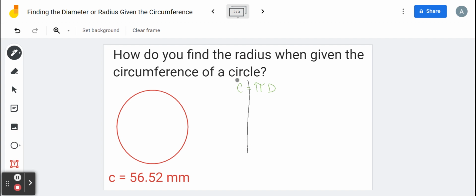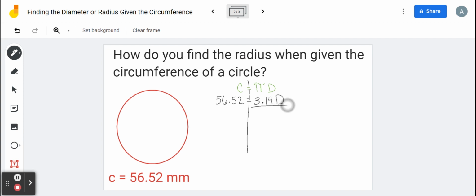So we know that C is 56.52 millimeters. We know that pi is 3.14. And then we're still going to use the diameter. So we're going to find the diameter first, because from the diameter we can then find the radius. So just like we did, 56.52 equals 3.14 times the diameter.